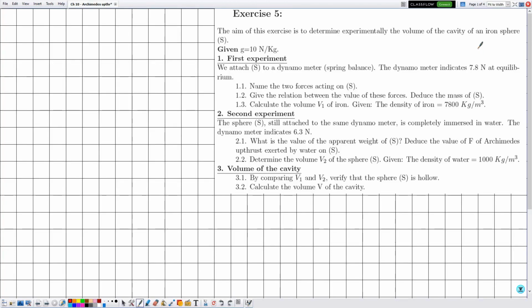Okay, hello everyone, in a new video in part 3 of chapter 10, which is the chapter of Archimedes upthrust in the third unit of mechanics. Then we are still solving exercises on what we have explained in part 1, and we have reached exercise number 5. The aim of this exercise is to determine experimentally the volume of the cavity of an iron sphere S.